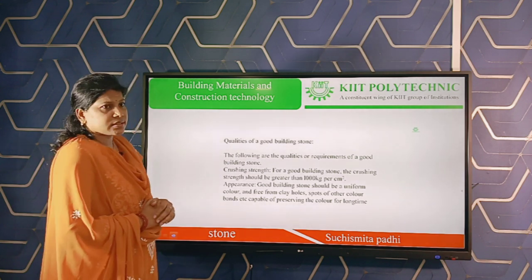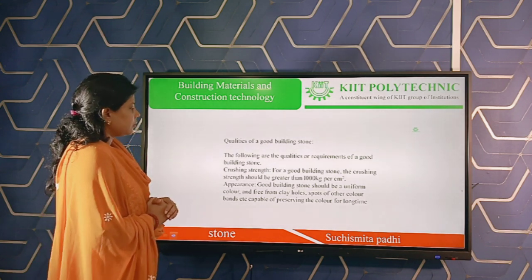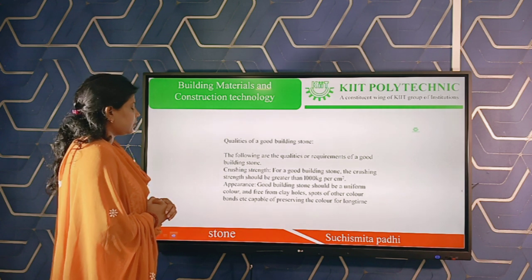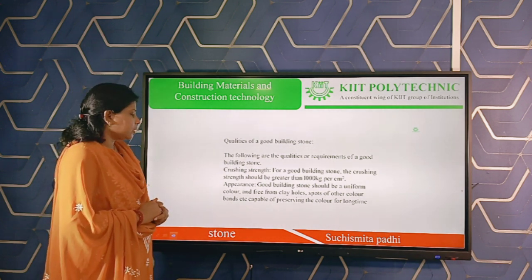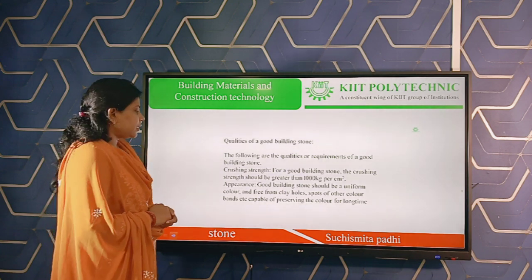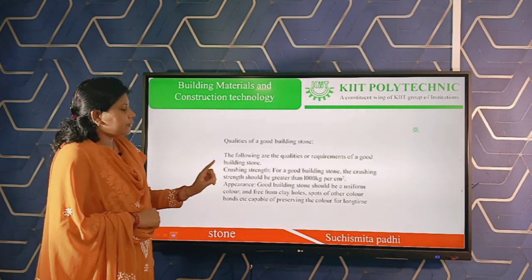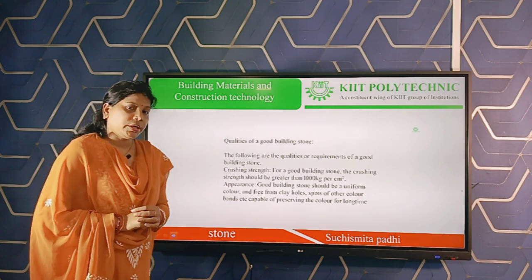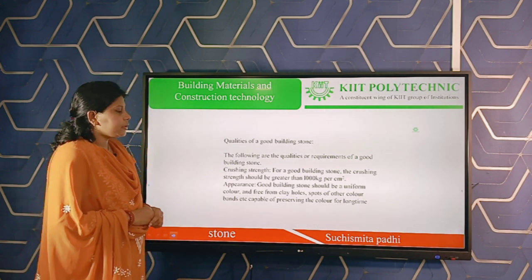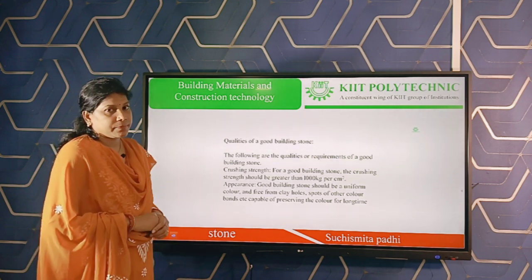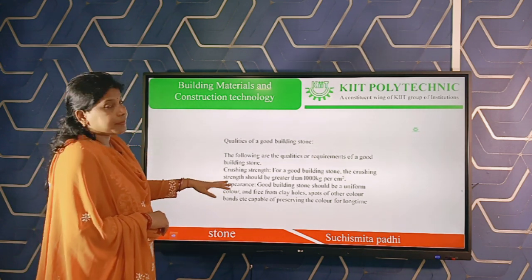Next is appearance. Appearance means the looks. A good building stone should be of uniform color and free from clay, holes, spots or other color bands, and it must be capable of preserving the color for a long time. That is the appearance.